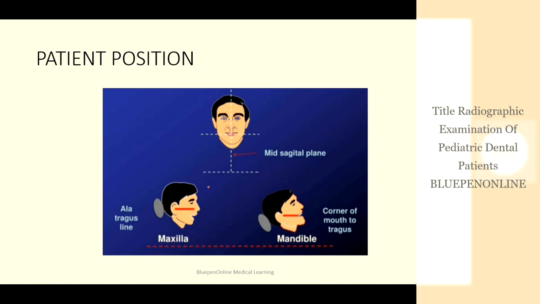Now, how do we position the patient? In case of the maxilla, the occlusal plane is placed parallel to the floor, whereas for the mandible, the head must be tilted in order to place it parallel. And the mid-sagittal plane will be perpendicular to the floor.